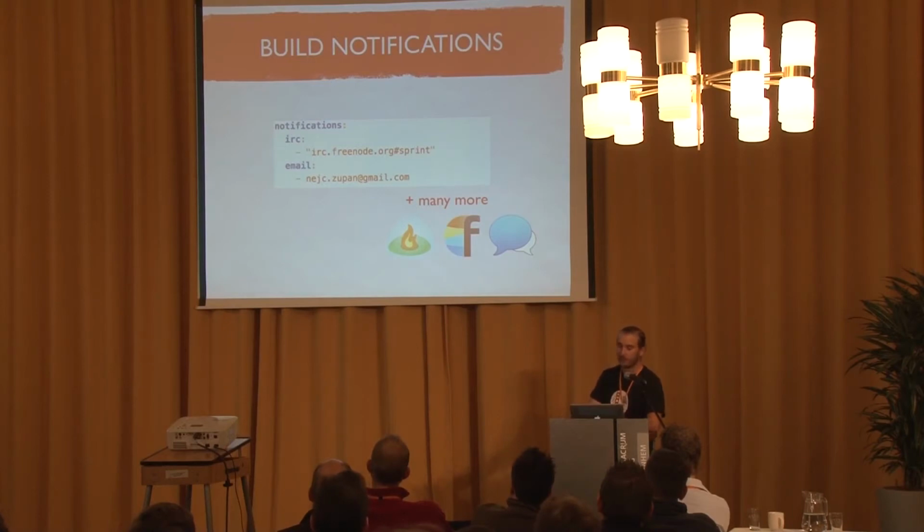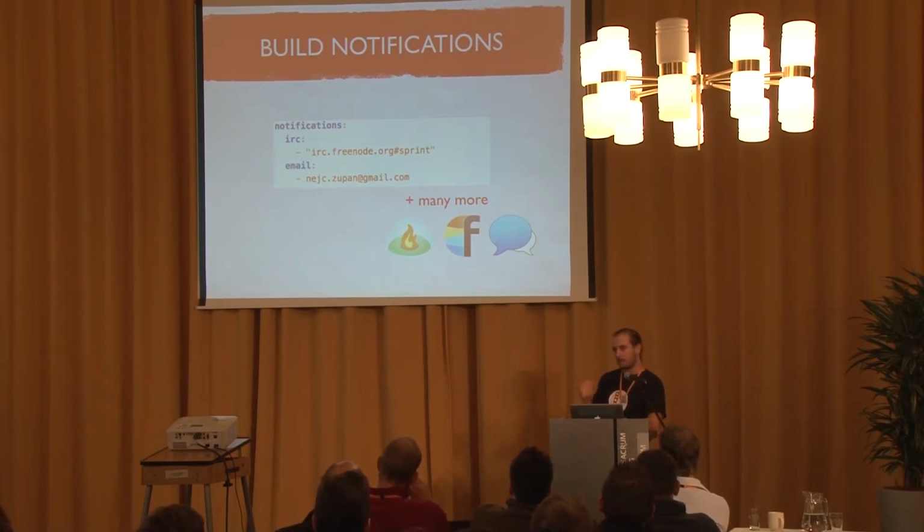So build notifications. Whenever a build fails or is successful, you can get notified. By default, most people use email or IRC. This is an example from the Plone API travis.yml file. Whenever a Plone API build runs, I get an email, plus Travis sends a notification to the Sprint channel on Freenode.